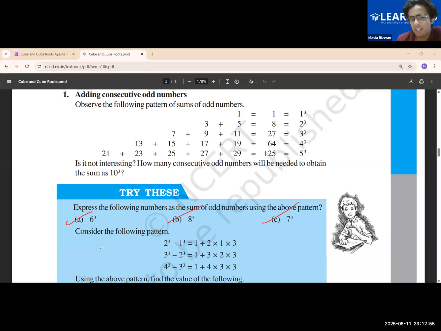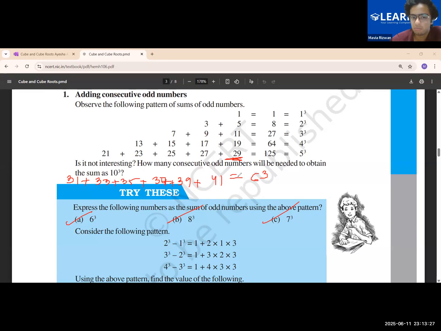See, 5 cube was ending at 29, right? So after 29, which is the next odd number? You have to go by the pattern. Sorry, 31. So 31 plus 33 plus 35 plus 37 plus 39. How many are there? 1, 2, 3, 4, 5, plus 41. I have added 6 odd numbers after this. So therefore, this is equal to 6 cube.